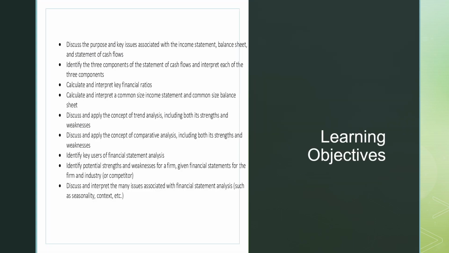The learning objectives of this lesson are as follows. Discuss the purpose and key issues associated with an income statement, balance sheet, and statement of cash flow. Identify the 3 components of cash flow. Calculate and interpret financial ratios. Calculate and interpret common size income statements and balance sheets. Discuss and apply the concept of trend analysis, including both its strengths and weaknesses.